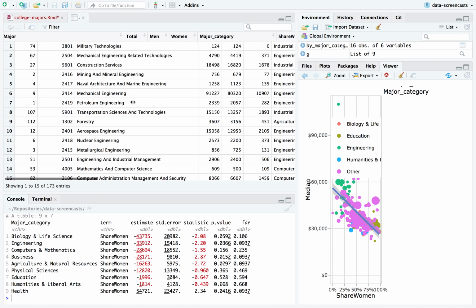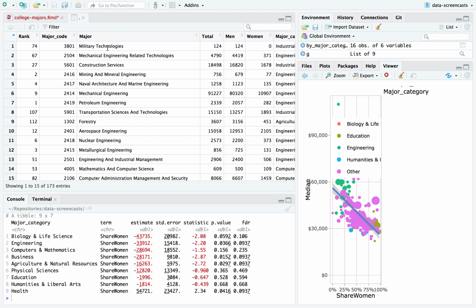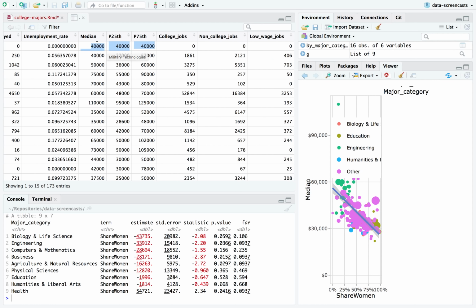So, for example, we notice military technology, the people that graduate in military technologies, that might just be one school or something, and one program, because you notice at least half of them are making $40,000. Yeah, that's a weird one.